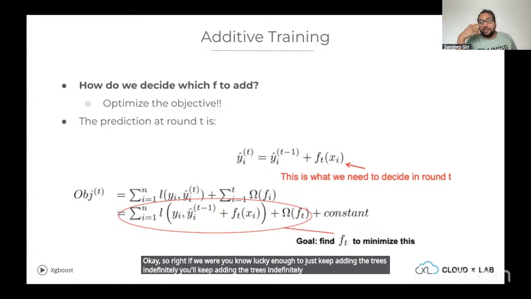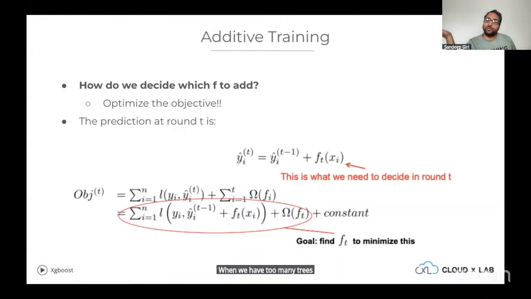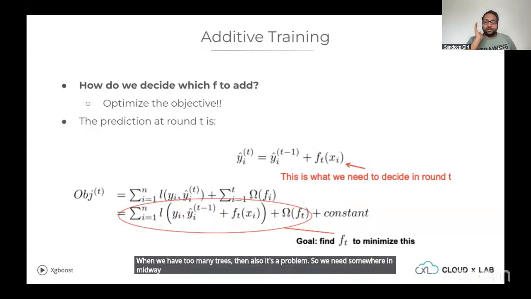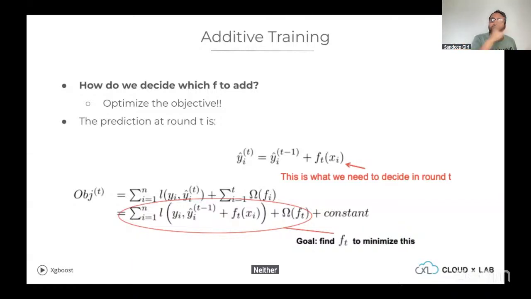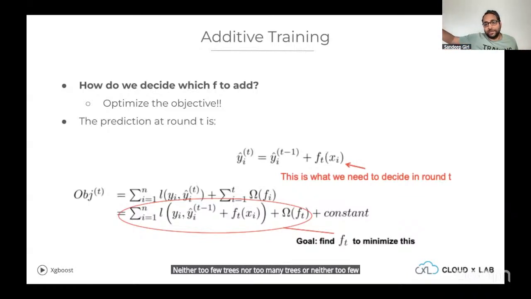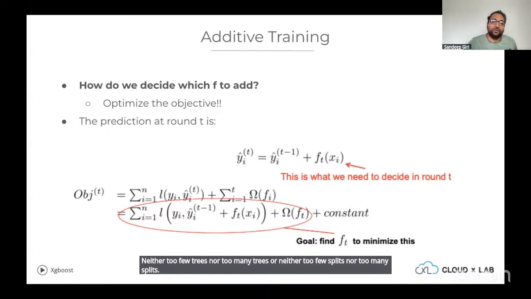But initially, when we have no tree, then we don't have any model. It is not going to give great results. When we have too many trees, then also it's a problem. So we need somewhere midway, not at the end. Neither too few trees nor too many trees, or neither too few splits nor too many splits. Okay, that's what we want to do.